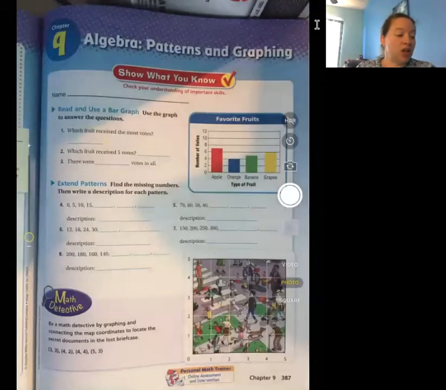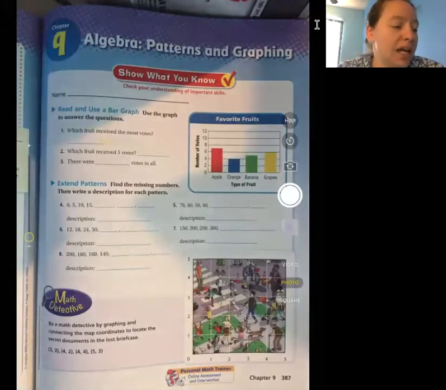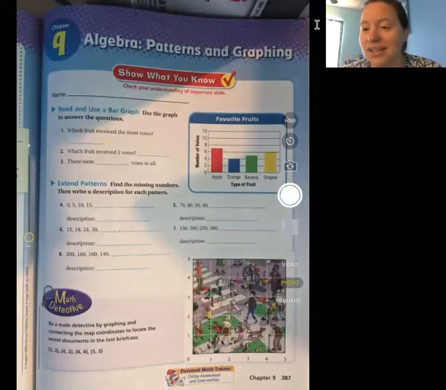Hi guys. So I am on chapter 9, Algebra, Patterns and Graphing, Show What You Know, page 387. Because this is almost entirely just writing down, I'm going to be doing it slightly differently. It'll be fine though. First off, read and use a bar graph. This is the graph that we're using.